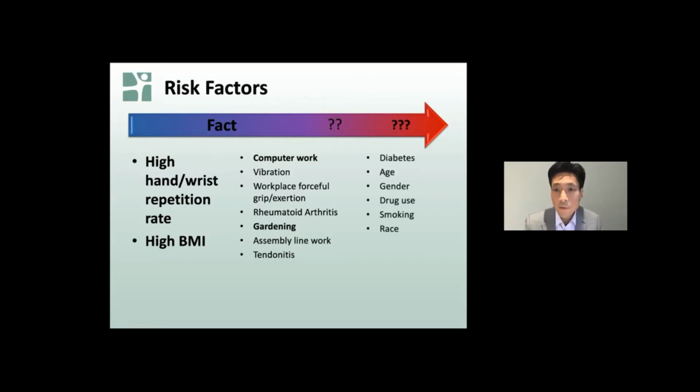Okay, the things that might be related, that may or may not cause carpal tunnel or be associated with carpal tunnel, are diabetes, perhaps your age, maybe it affects some genders more than others, and drug use and smoking and race. So these are all kind of unproven, but might be on the spectrum of risk factors.